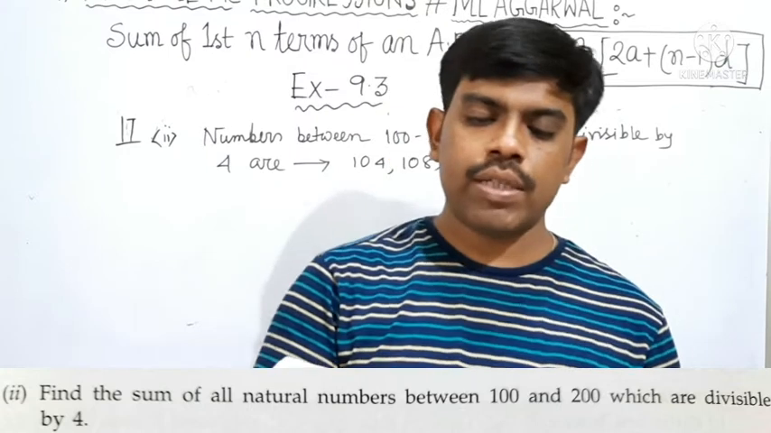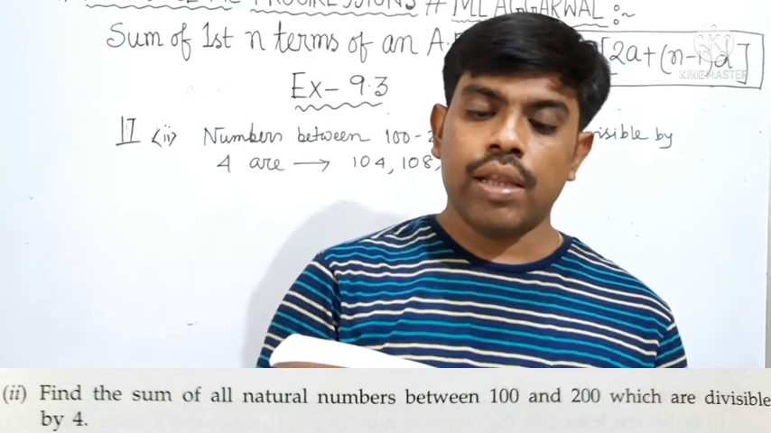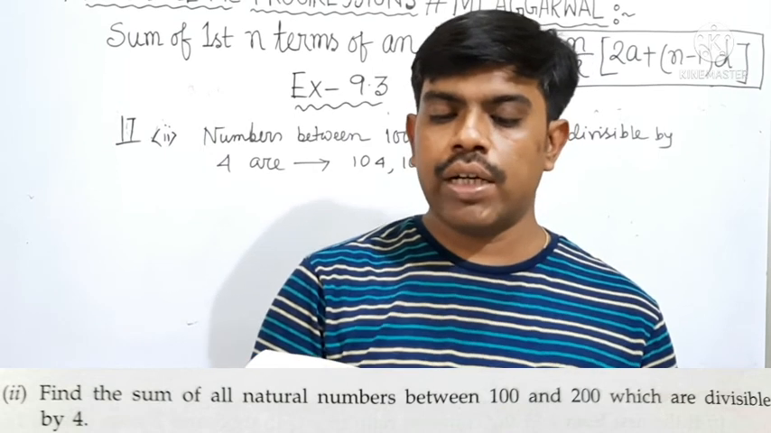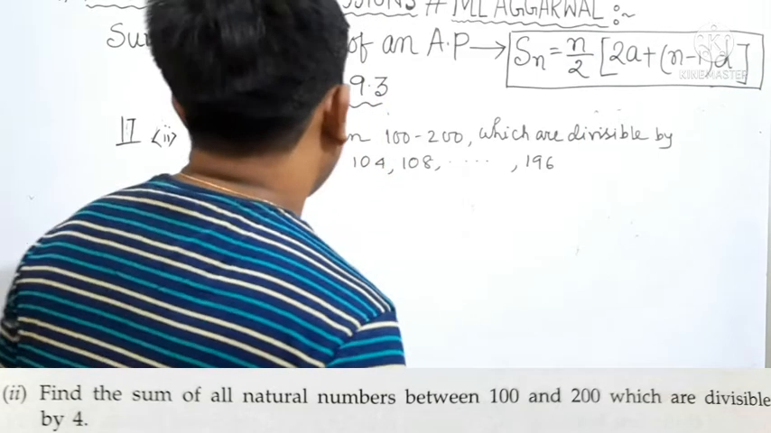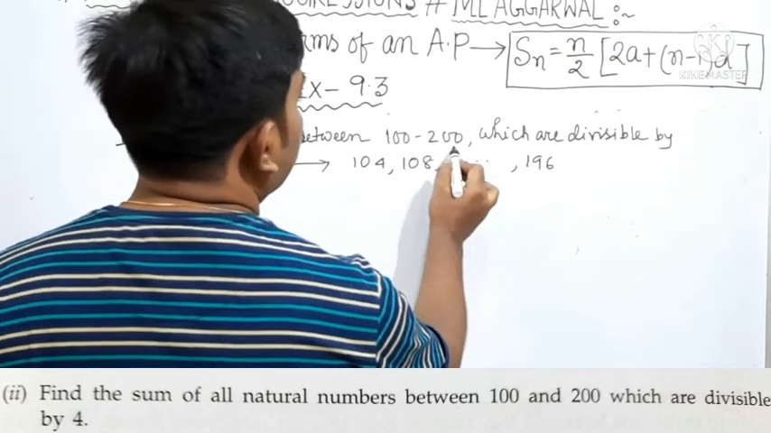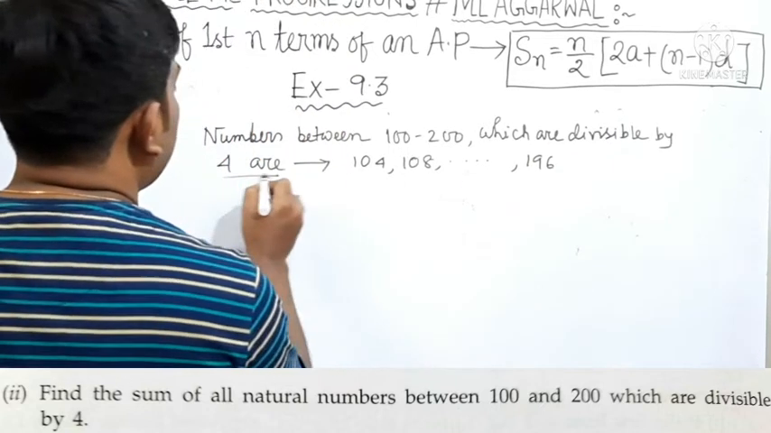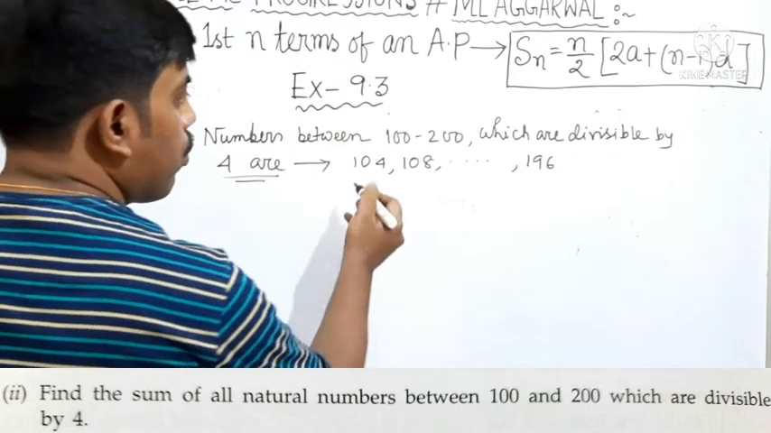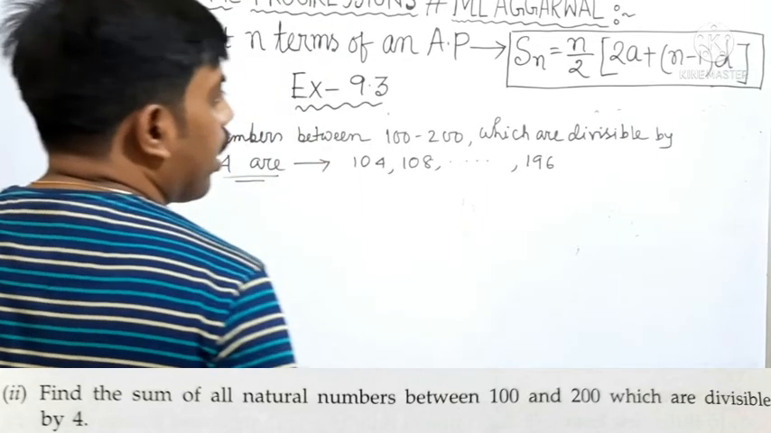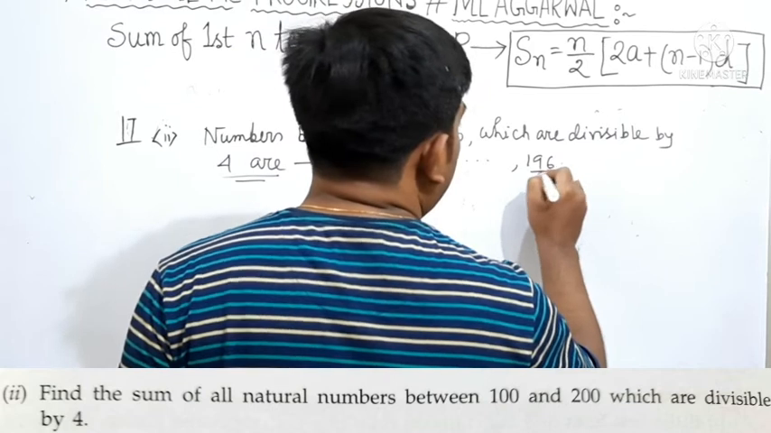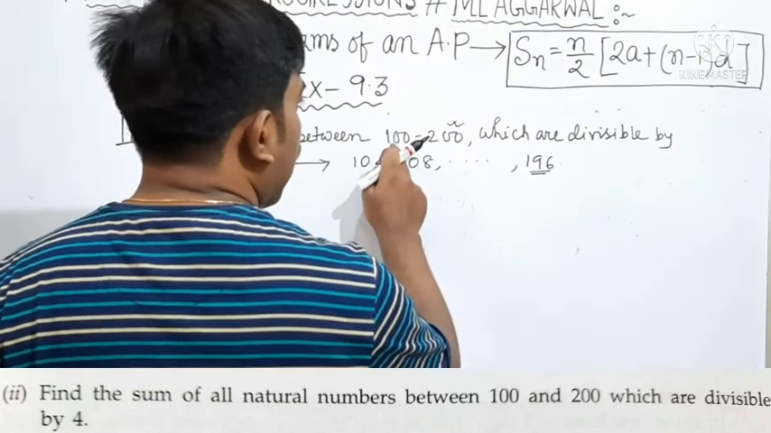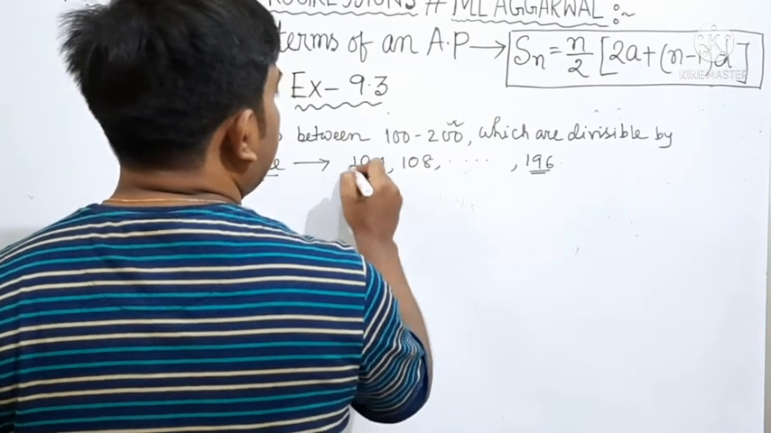Now we will solve problem number 17.2, and the problem is: find the sum of all natural numbers between 100 and 200 which are divisible by 4. So here I have already written this, the numbers between 100 and 200 which are divisible by 4 are, after 100, 104 and then 108. In this similar way we can get the last term as 196, because after this term we will get 200. So in between 100 and 200 we get these terms.